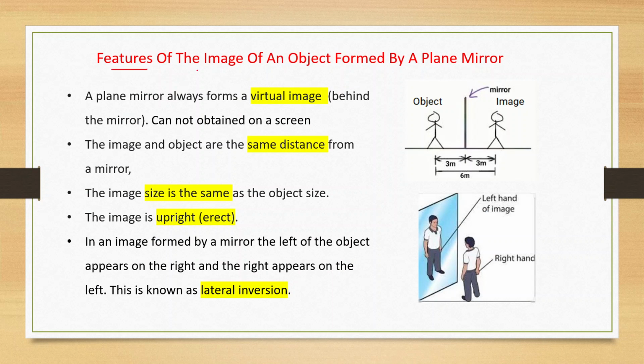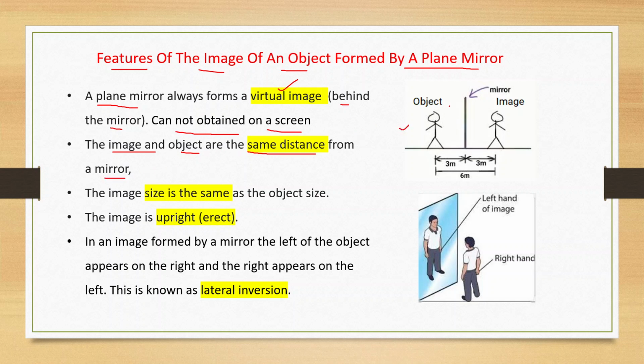Now, features of the image of an object formed by a plane mirror. This we have also discussed in the lower class. A plane mirror always forms a virtual image that is behind the mirror. And as we know, a virtual image cannot be obtained on a screen. The image and object are the same distance from a mirror.